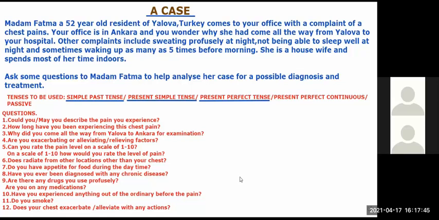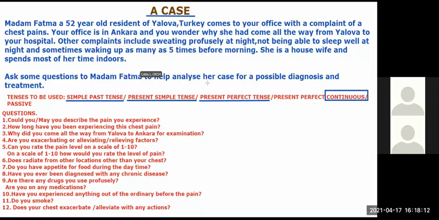Now, what is a perfect continuous tense? Perfect continuous specifically defines something that happened in the past and is still continuing in the present. Once again, I'm explaining something that happened in the past and is still continuing in the present. That is why we use a present continuous. We call it a perfect continuous. It happened in the past, is still continuing in the present, okay?